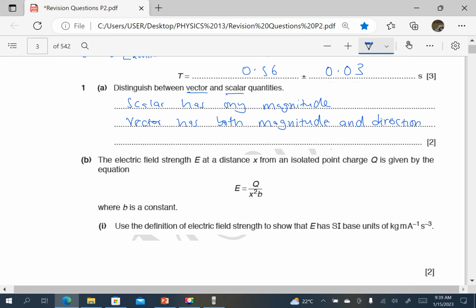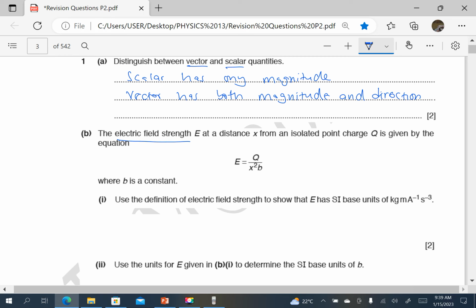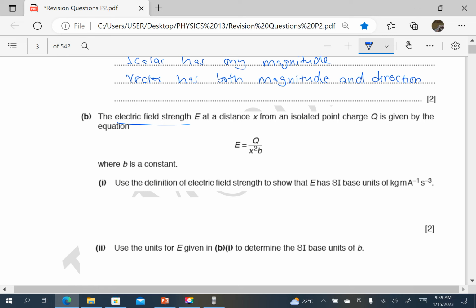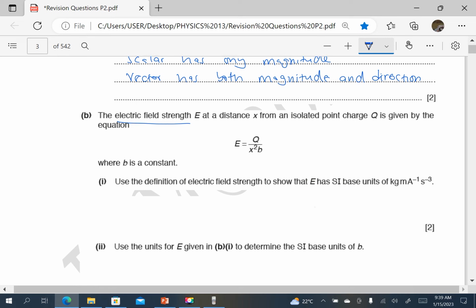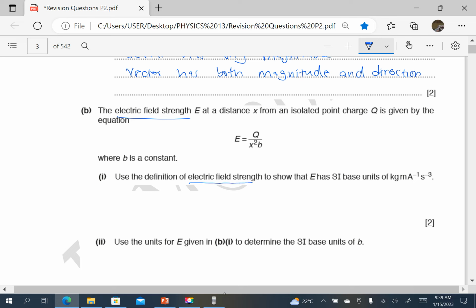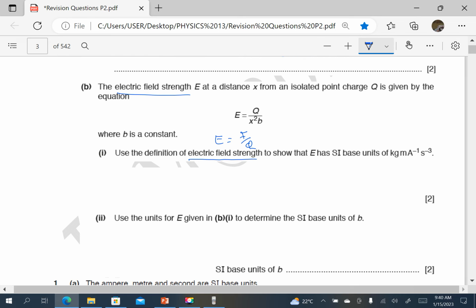The electric field strength E at a distance x from an isolated point charge Q is given by that expression. Although electric field strength was removed from AS, we shall still answer it here. We know that electric field strength from A level is the force acting on a unit positive charge. So use the definition of electric field strength to show that E has SI base units as that. So electric field strength E is force acting on a unit positive charge.